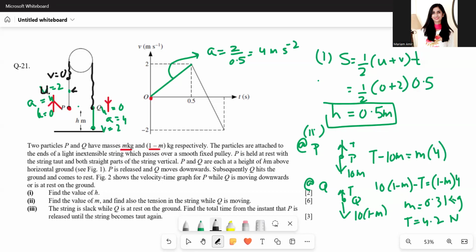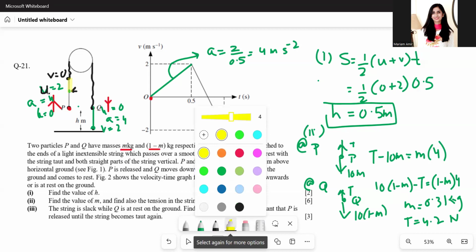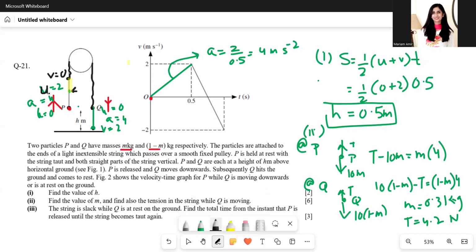Okay. And we know that in the slack state, the acceleration of the particle is equal to the gravitational acceleration, which upwards is minus 10. Since this particle is going upwards, in the slack state, going from here to here, the acceleration is minus 10. So we know that U is 2, V is 0, and A is minus 10.